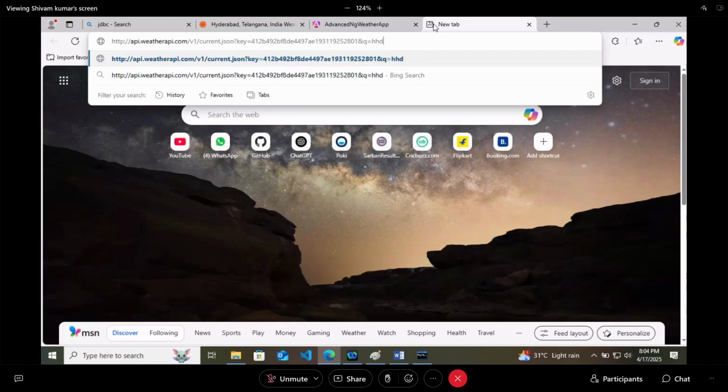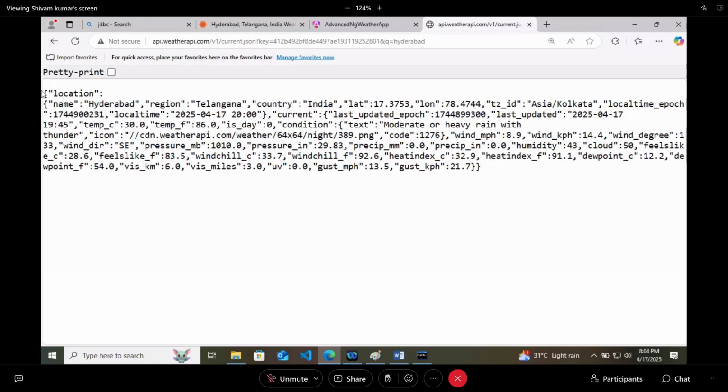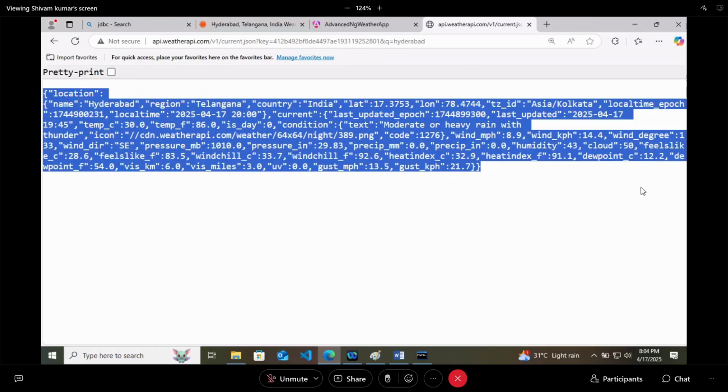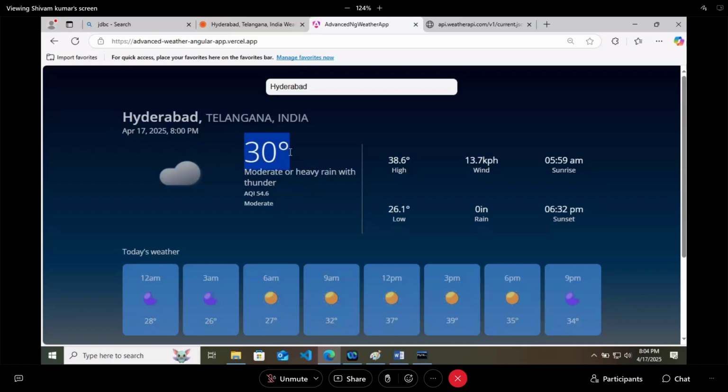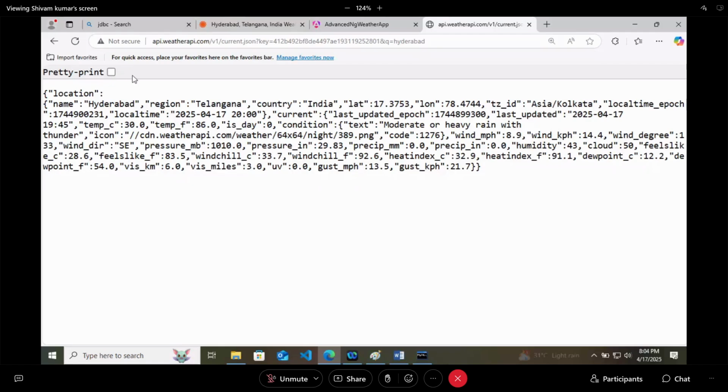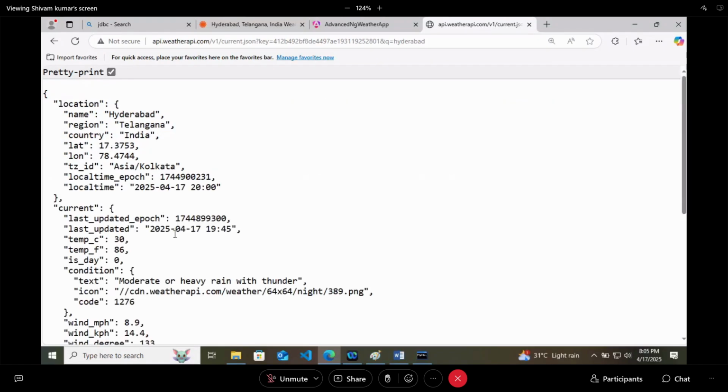Hyderabad. Don't check my API key, it's my personal one. This is how this data is coming. The data that you are seeing in this format is actually coming in this particular format. And which is this format? JSON format. JSON means object.